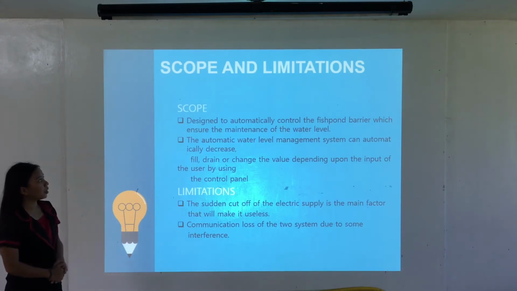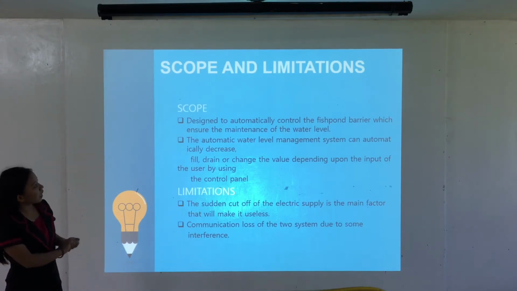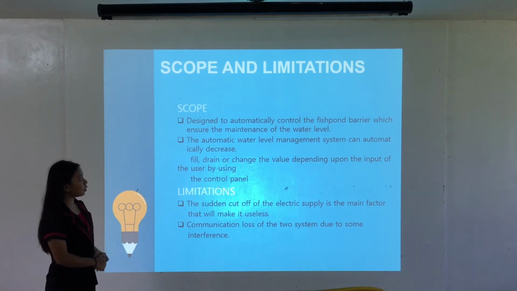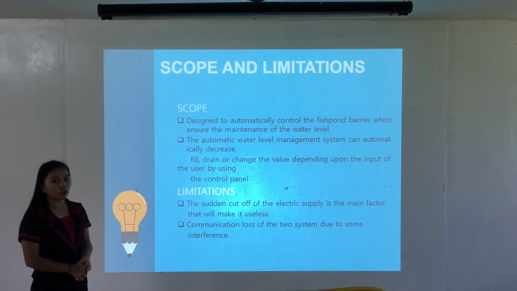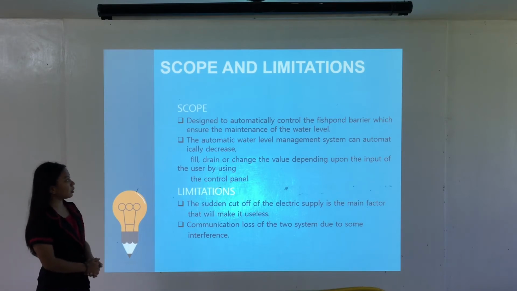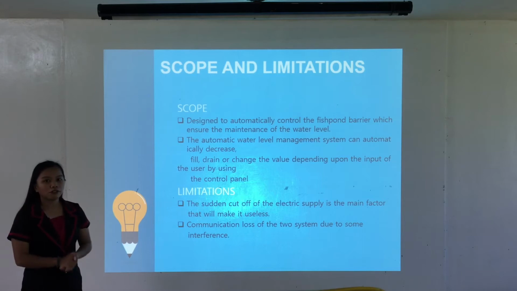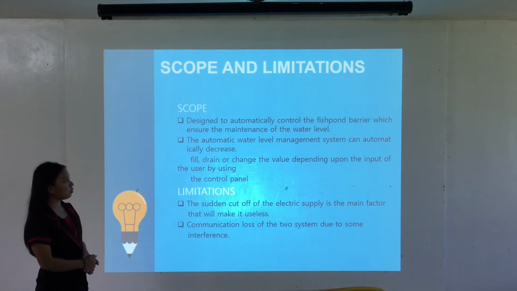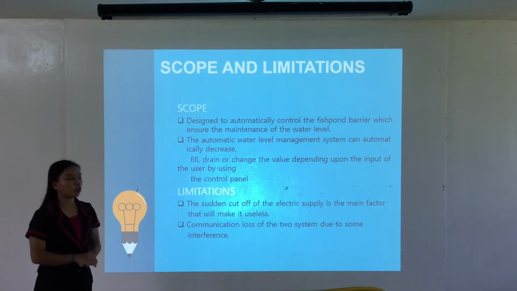So for the scope and limitation. So the scope: designed to automatically control the fish pond barrier, which ensures the maintenance of the water level. The automatic water level management system can automatically decrease, fill, drain, or change the water depending upon the input of the user using the control panel.